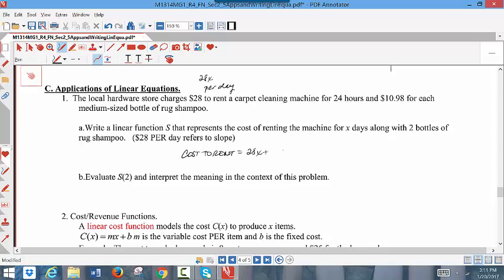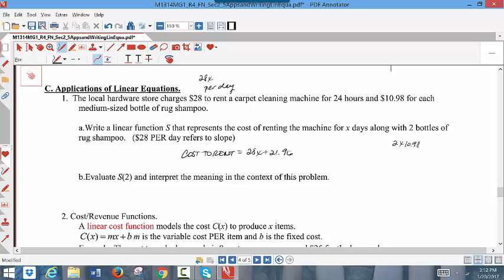So we're going to buy 2 bottles of shampoo, at $10.98 each. So it's just shy of $20. So 2 times $10.98 is $21.96. So this is how much the soap costs you. So the cost to rent the machine is $28 per day plus $21.96 because you bought 2 bottles of shampoo.